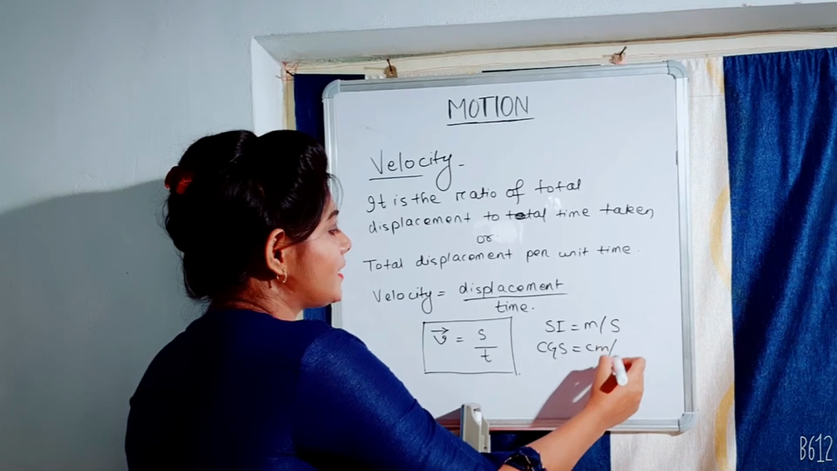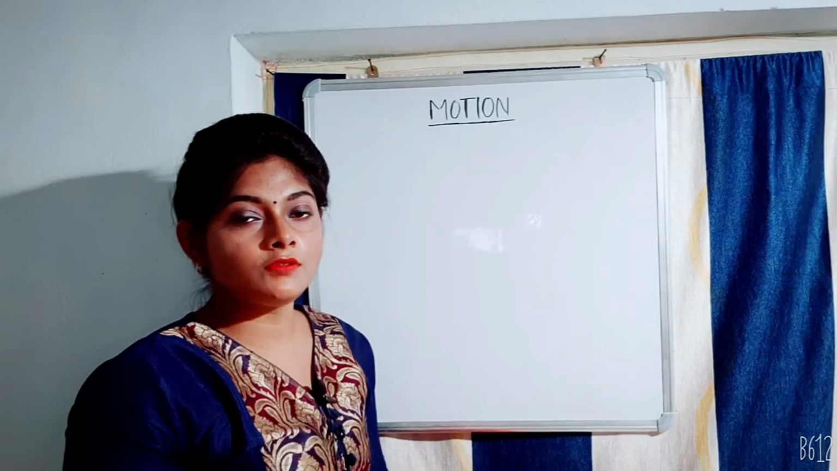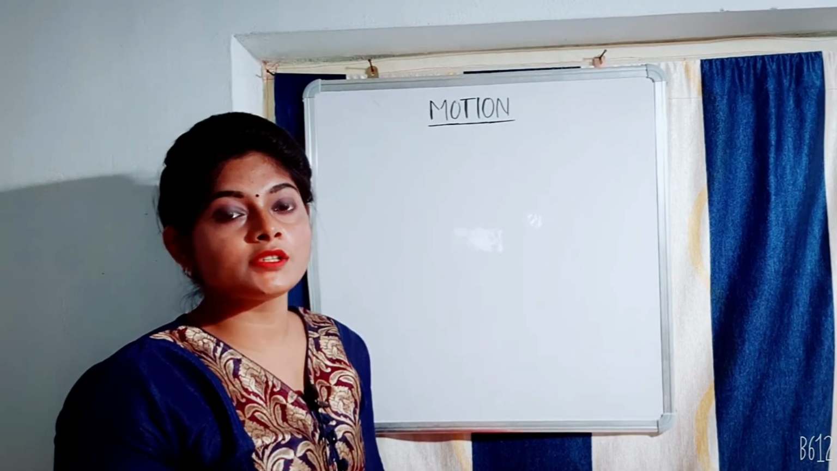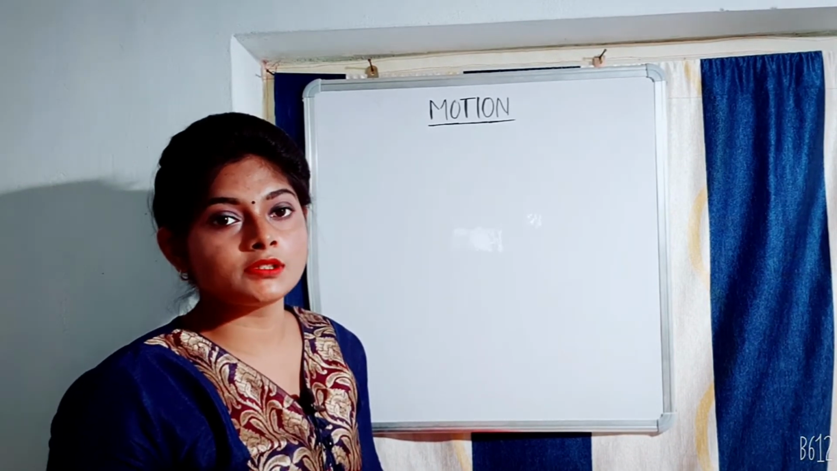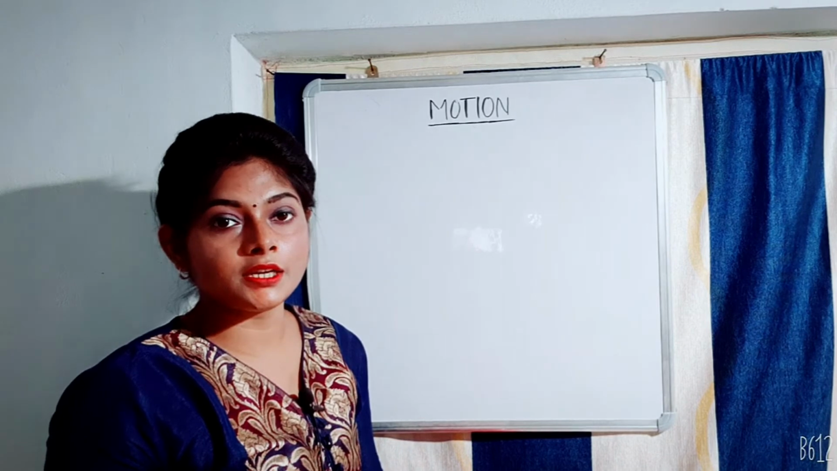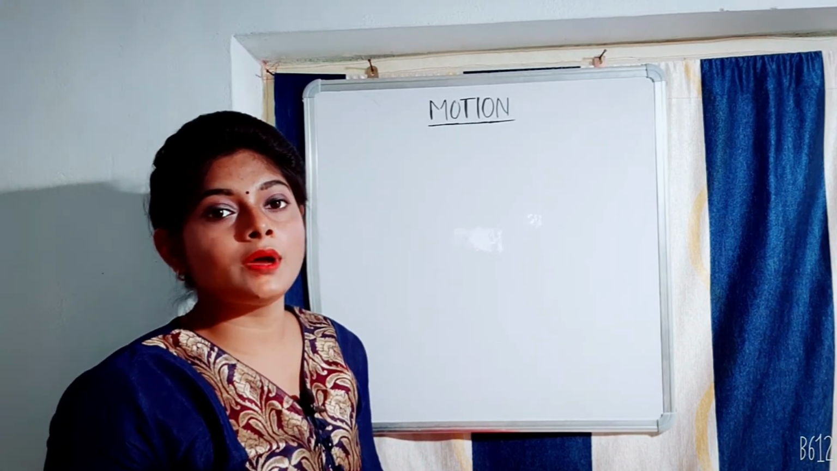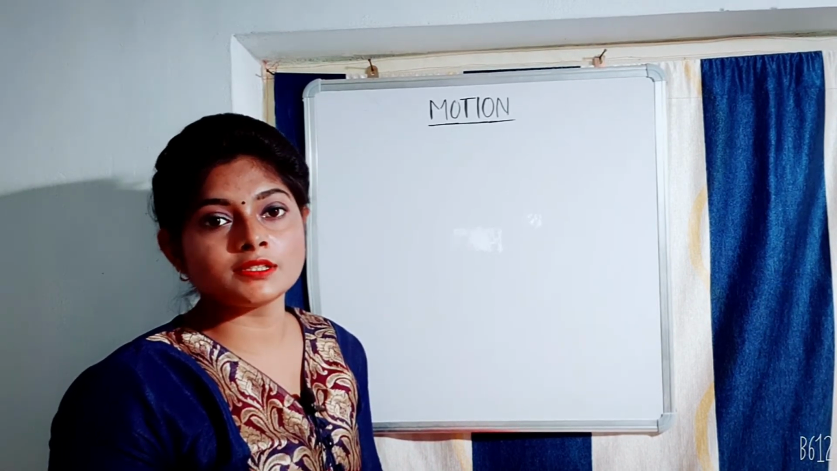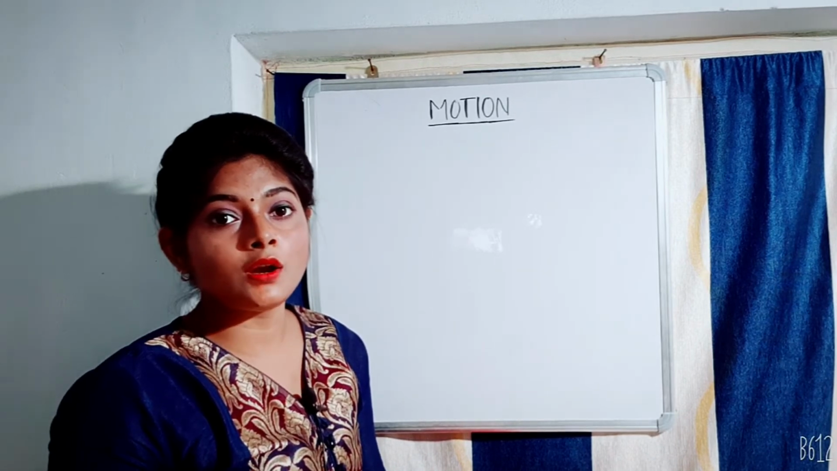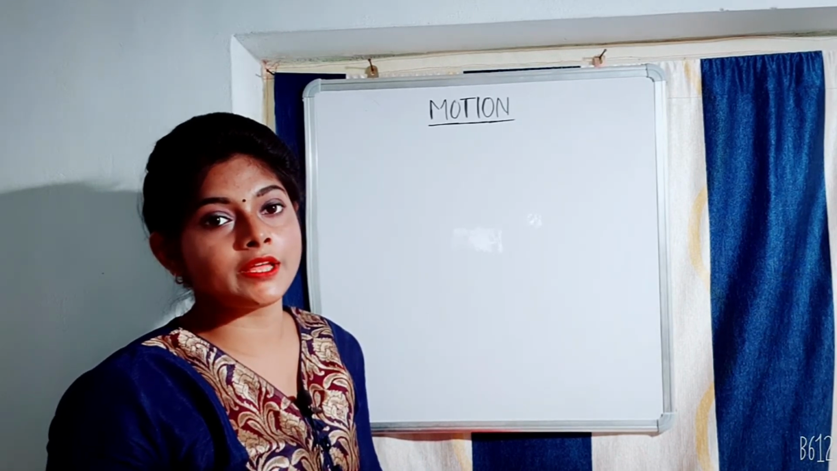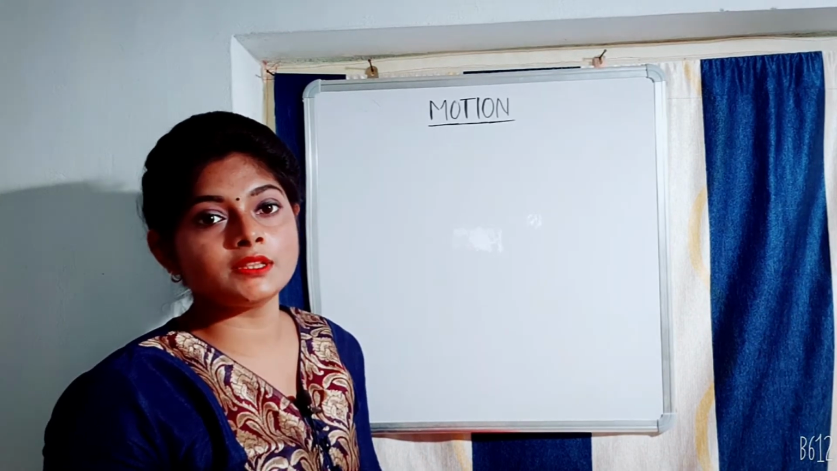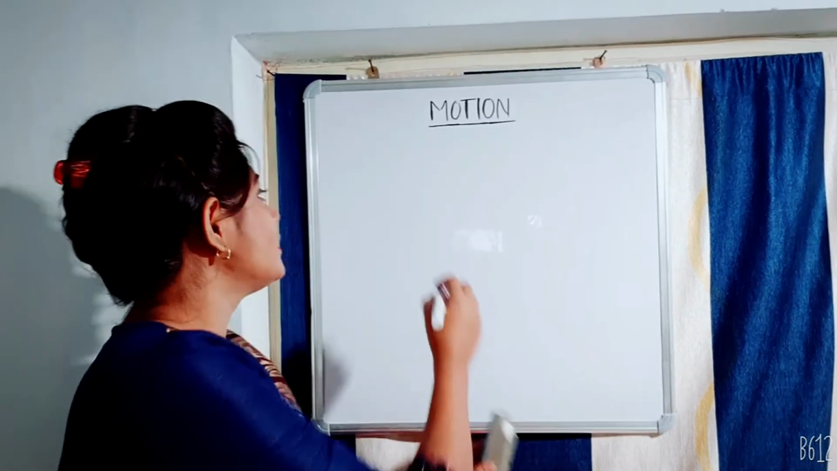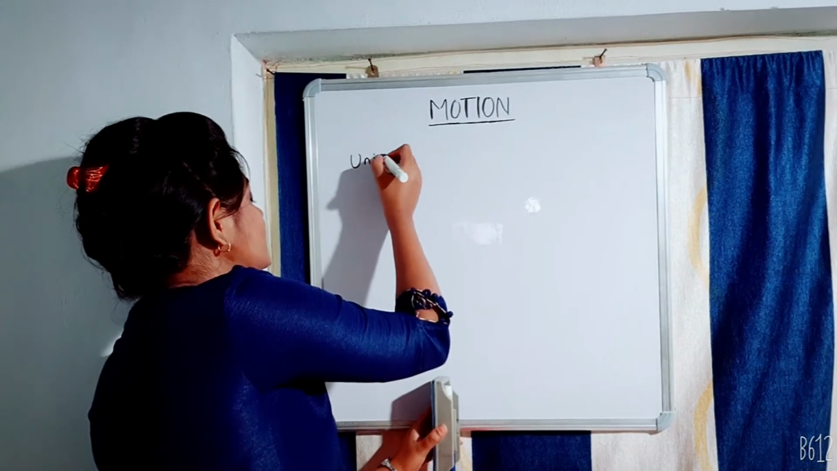Now we will see what is uniform velocity and what is non-uniform velocity. Uniform velocity is when an object undergoes displacement in equal interval of time. And what is non-uniform velocity? When an object moves in such a way that its speed and direction both change with time. So now let's write it. What is uniform velocity?